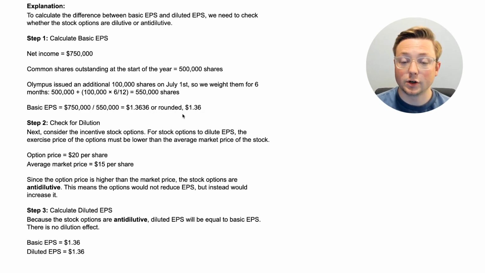Now, we know the basic earnings per share. Now we can figure out if there's a difference for the diluted earnings per share. We have to check for dilution. And again, this is something you might have to do in like a sim or something like that. So don't get caught up in thinking it is always dilutive. We have to consider these incentive stock options.